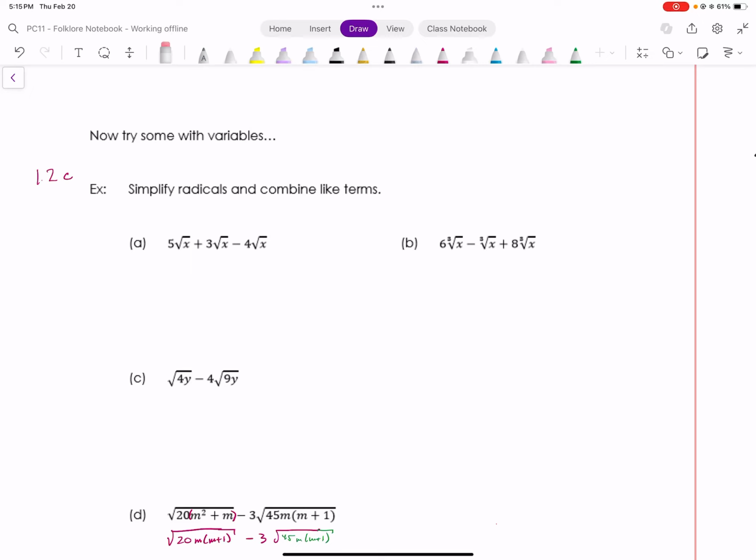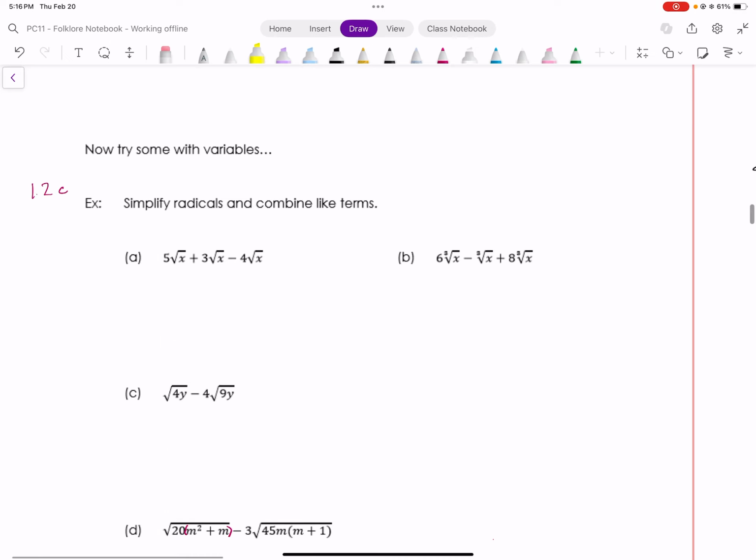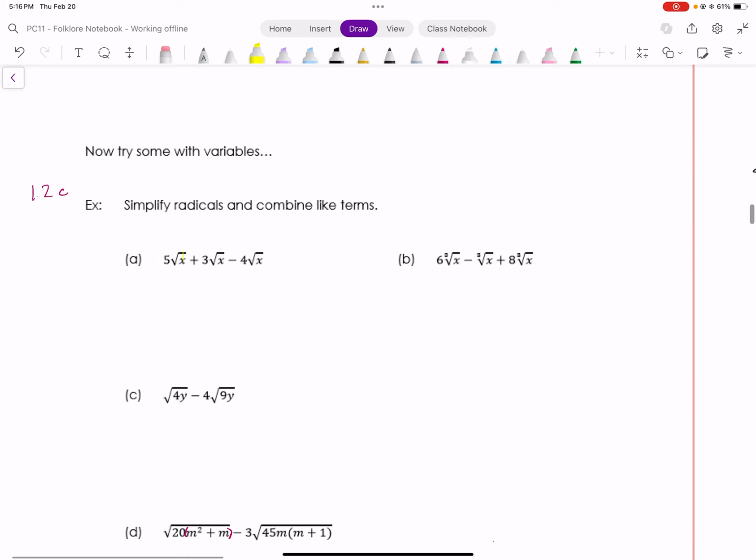We're going to take a look at simplifying radicals when variables are involved. So we still need to simplify radicals, and the radicals need to be like terms. So allow me to look at the first example here. And if we take a look at our examples, what we notice is maybe, just maybe, our radicals might be like terms. And in fact, they are.